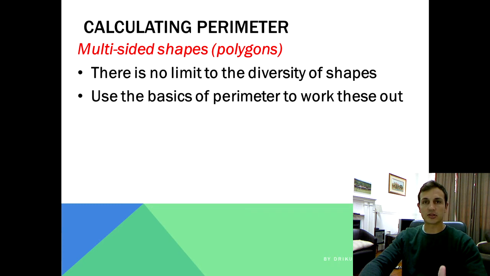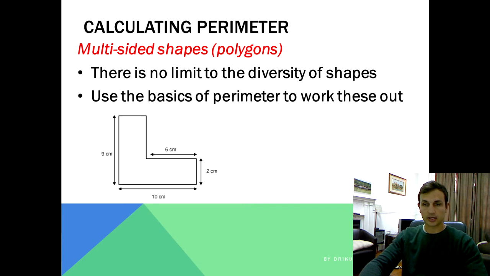You need to be able to use the basics of perimeter, like we've just covered, to work out the perimeter of these shapes. And here's an example. They give us the shape here. It's not any basic shape, it's a combination of two shapes, basically two rectangles forming an L shape. They give us the length of some of the sides, but not all of the sides. So in order to calculate the perimeter, we will have to work out those sides.